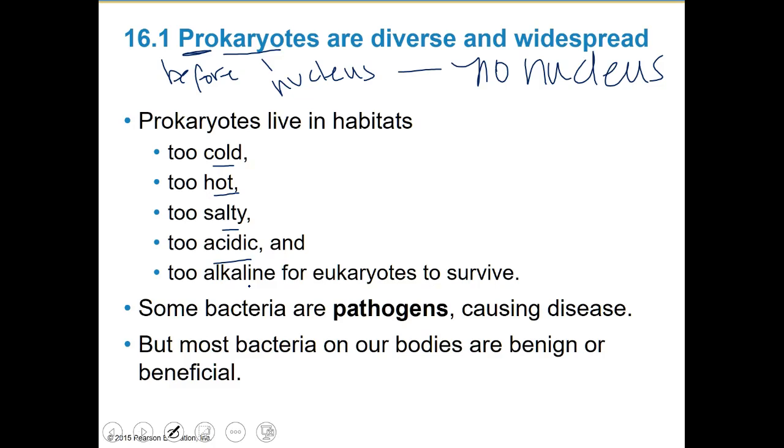Some bacteria are pathogens, which means that they cause disease. We've all experienced one that caused disease: strep throat, tonsillitis, even ear infections can all be caused by these pathogens. But most bacteria in our bodies are benign or beneficial. They either don't do anything to us or they're good for us. Probiotics are a good example of something beneficial.